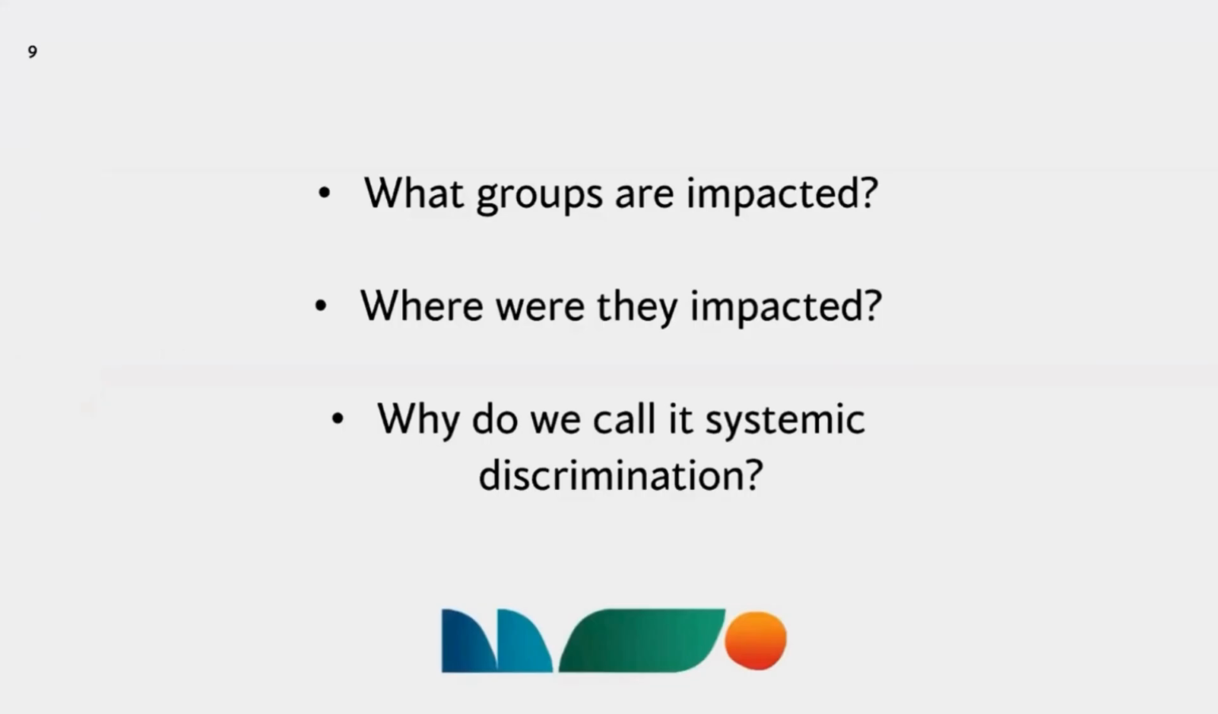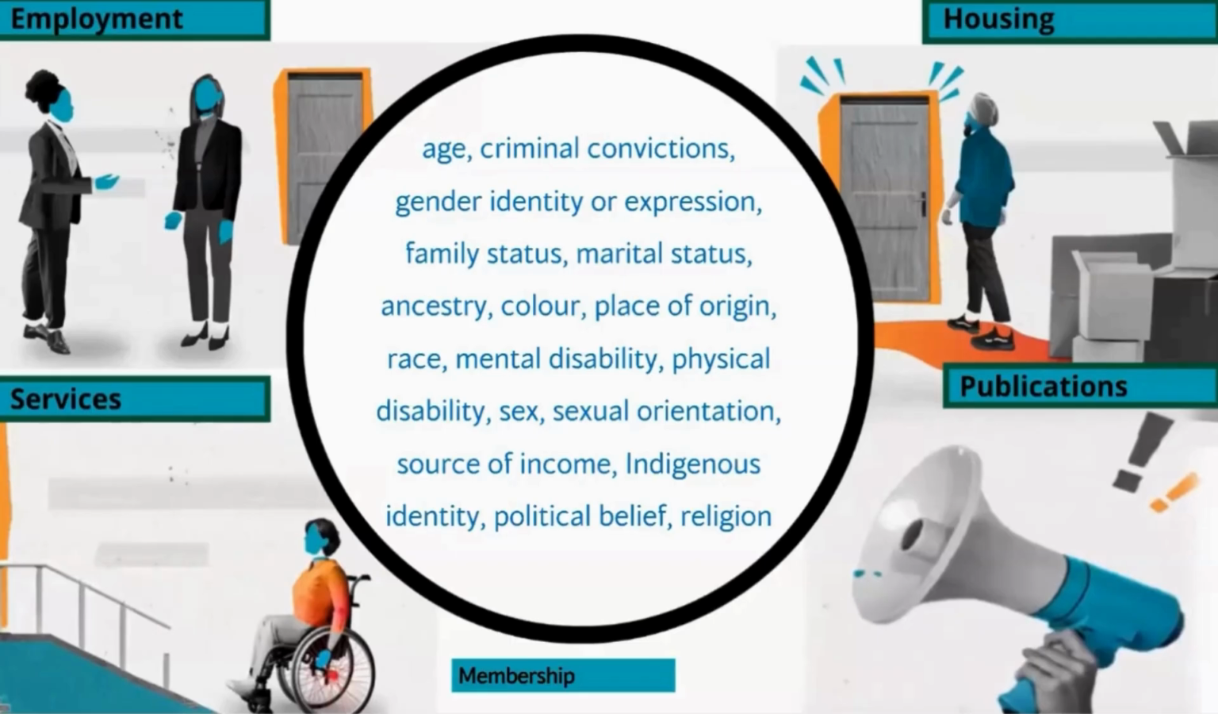I'd invite you now to reflect on these three questions. Think about the previous examples of systemic discrimination shared in this session and ask, what groups were impacted? Where were they impacted? And why do we call it systemic discrimination? British Columbia's Human Rights Code is a law that protects people from both systemic and interpersonal discrimination. Let's take a look at the code now and see how it applies to the question that we've asked you to reflect on.